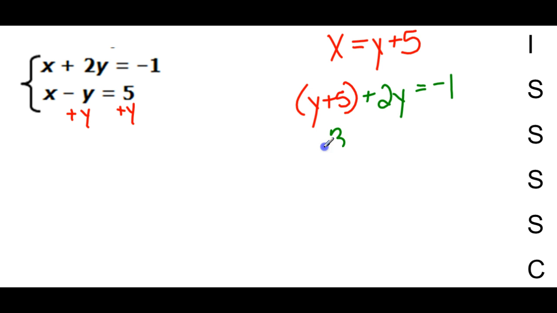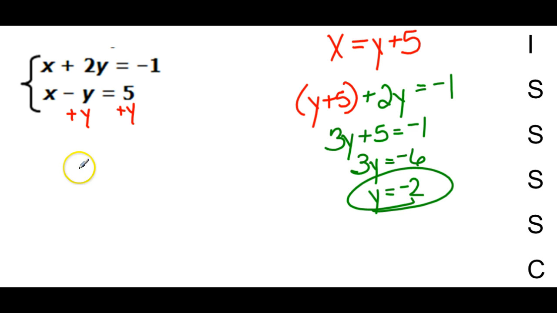Let's clean this up. 3y plus 5 is equal to negative 1. Subtract 5 from both sides. 3y is equal to negative 6. Divide both sides by 3. Y is equal to negative 2. There's half my answer. Okay?